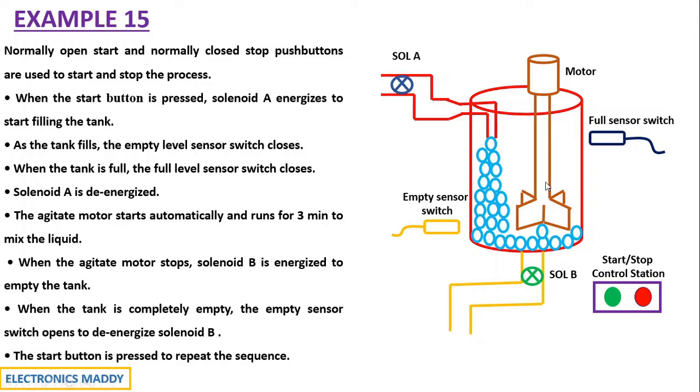As a whole, if you look at the summary, the liquid starts flowing once solenoid A is energized and keeps flowing, and once it reaches the full level the sensor gets activated. Once this is activated, solenoid A should turn off and the motor should run for 3 minutes. After 3 minutes, the liquid will start flowing through solenoid B. For that, solenoid B should be activated and the motor will be stopping in the meantime. Once the tank is empty, the empty level sensor will indicate it, and once this is high, solenoid B should be deactivated. For the process to continue, the start push button should be pressed again. So this is the entire process. I have given a quick summary of it.